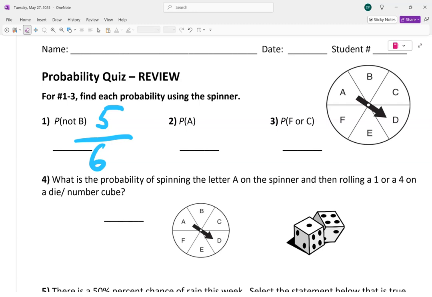Okay, now we have Baloney. Let's hear it for Baloney. Okay, Baloney. How do we do number 2?